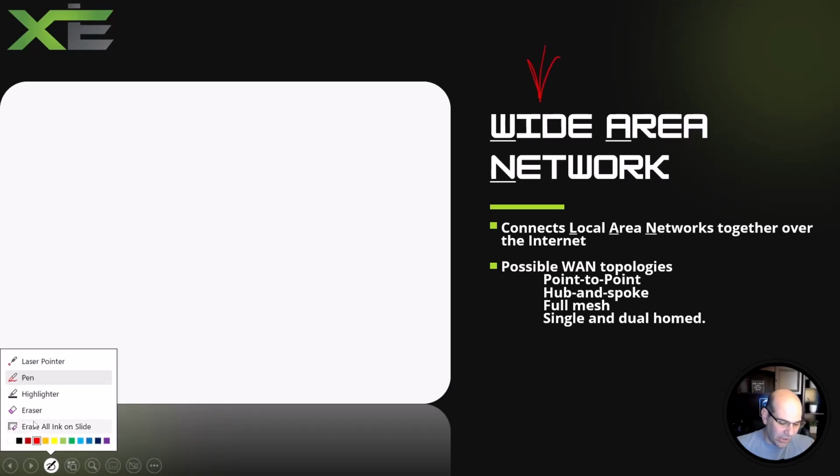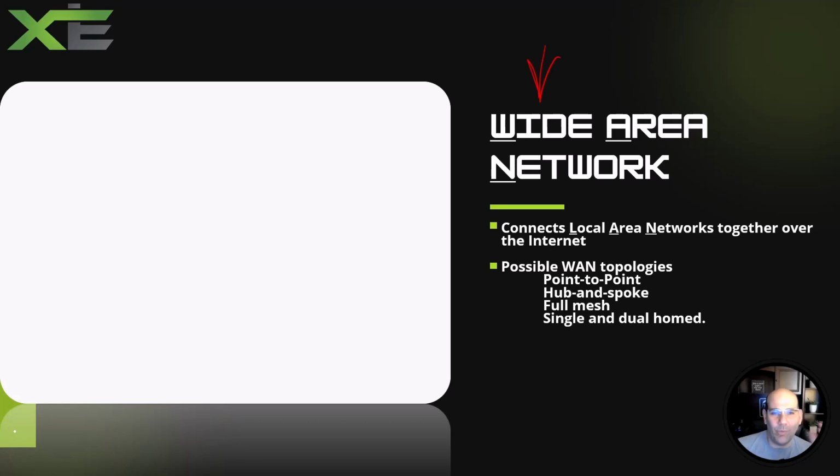Now, it's interesting because when we talk about wide area networks, it's kind of like a chicken versus the egg, because there's so much to a WAN that sometimes it's hard to grasp. But at the end of the day, a wide area network is what allows us to connect multiple LANs, or local area networks, together into what appears to be one large network. So let me draw this out so that we're all on the same page.